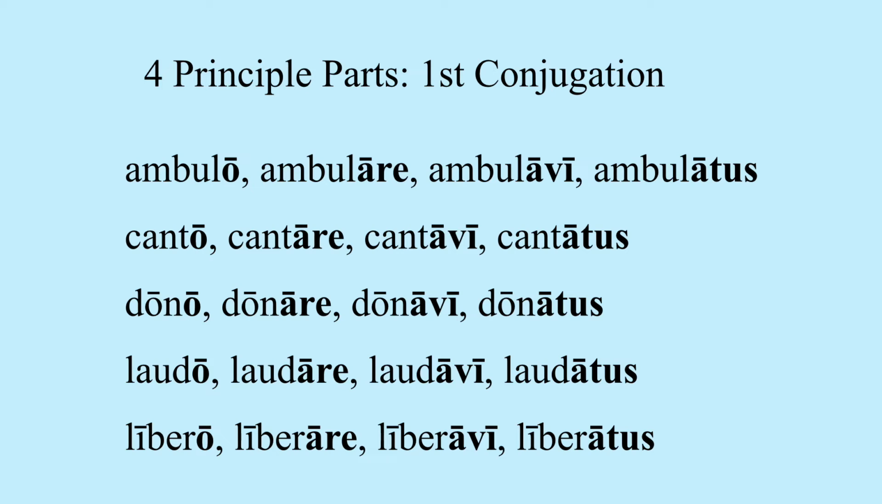Libero, liberare, liberavi, liberatus. So what you're probably noticing is that for any regular verb in the first conjugation, which is most of them, if you take the first principal part and just keep the stem, which is everything that comes before the O, the O is the first person present ending, then you can add are, avi, atus, and you will have the four principal parts.